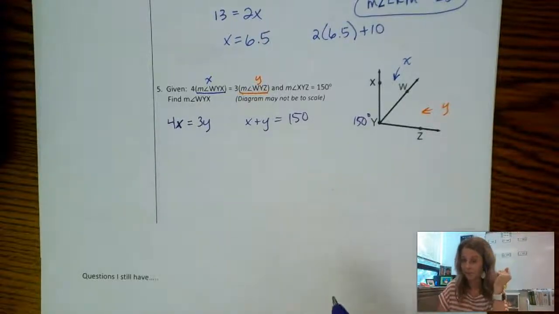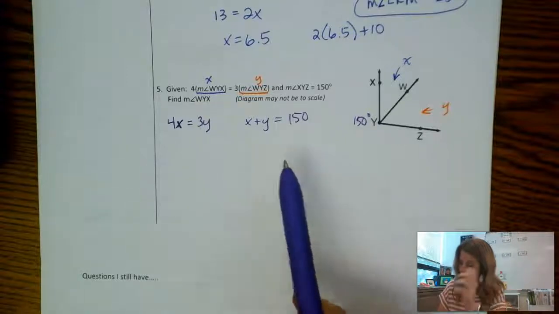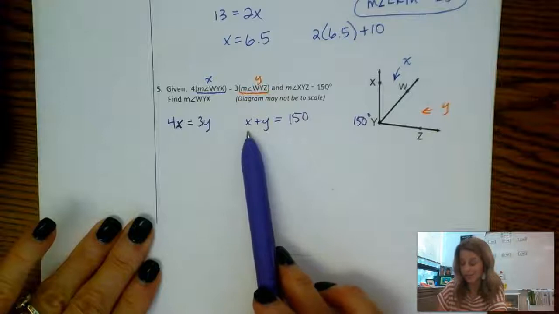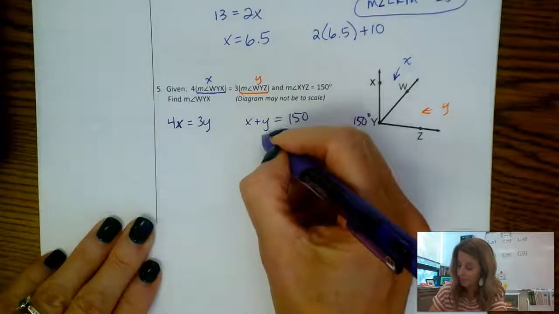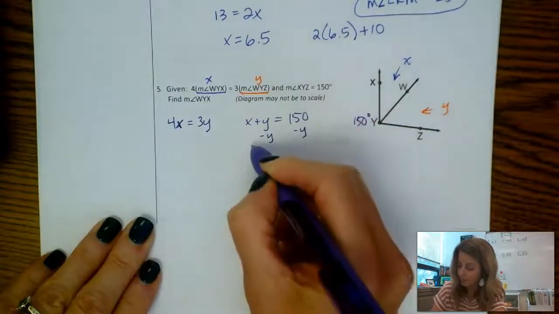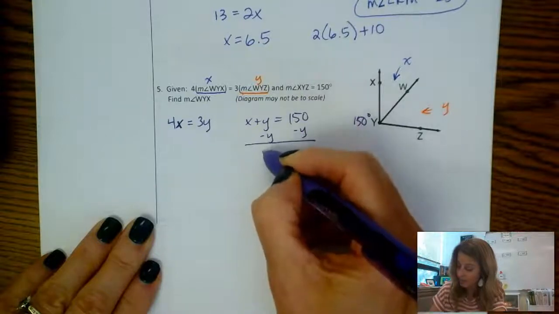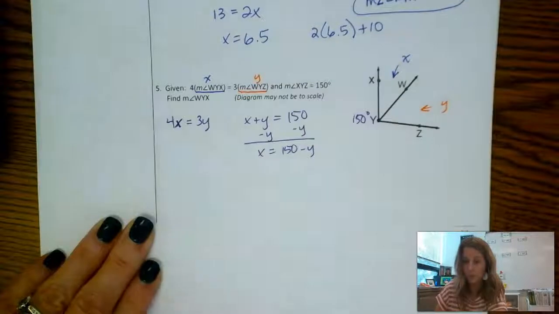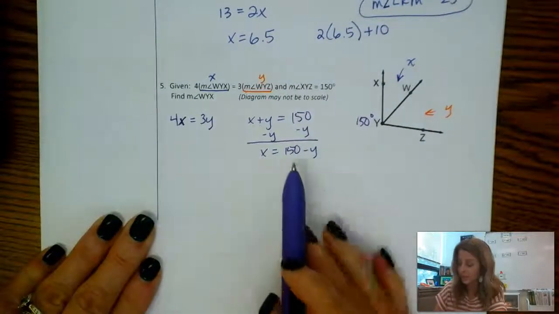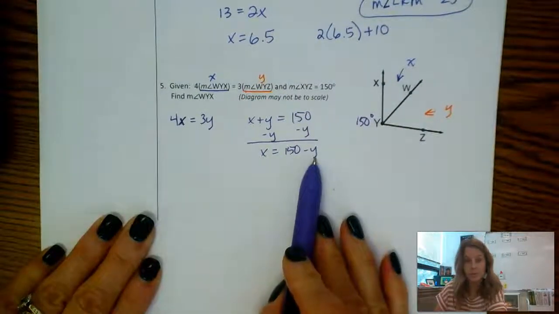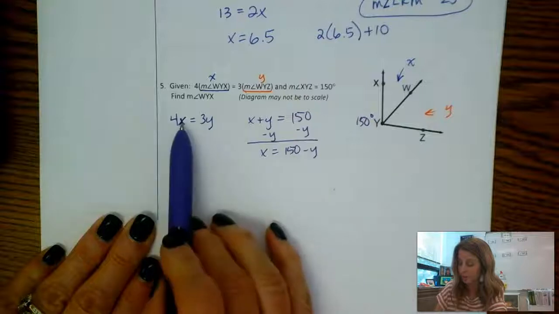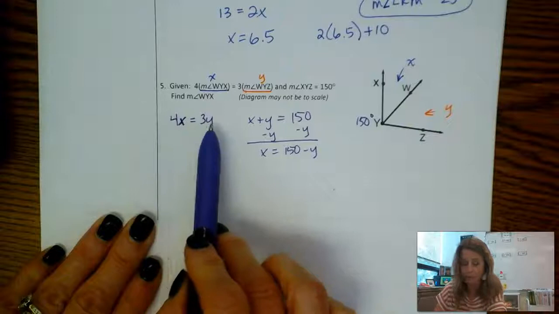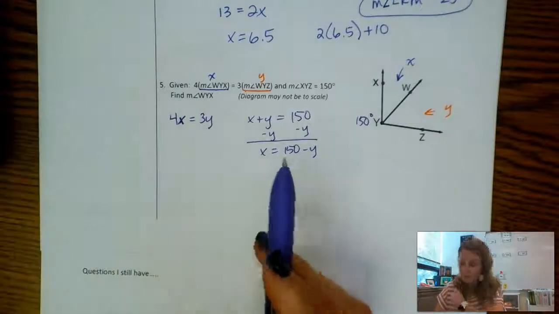It doesn't really matter. I think what I'm going to do is work with this equation, and I'll just go ahead and get x all by itself. All right, so if I take away y from both sides, I get x equals 150 minus y. So I can do substitution, and put 150 minus y in place of x up here, and then I can solve this problem and I will have nothing but y's.